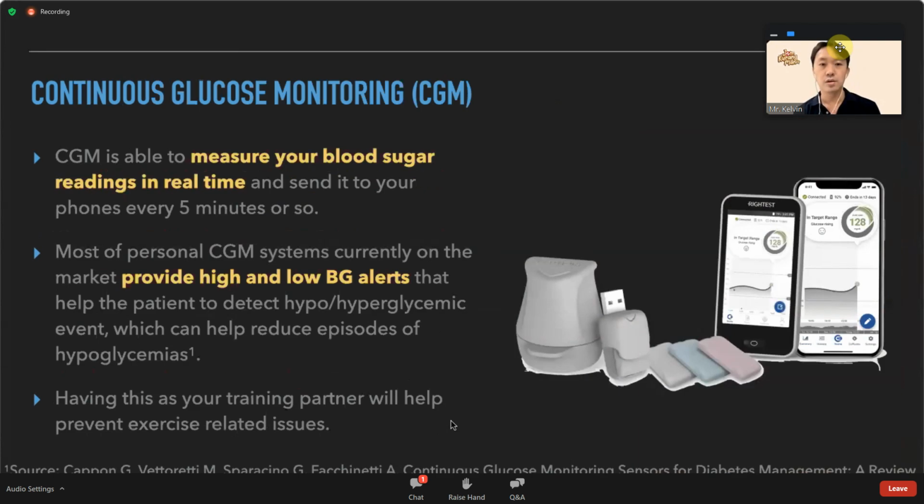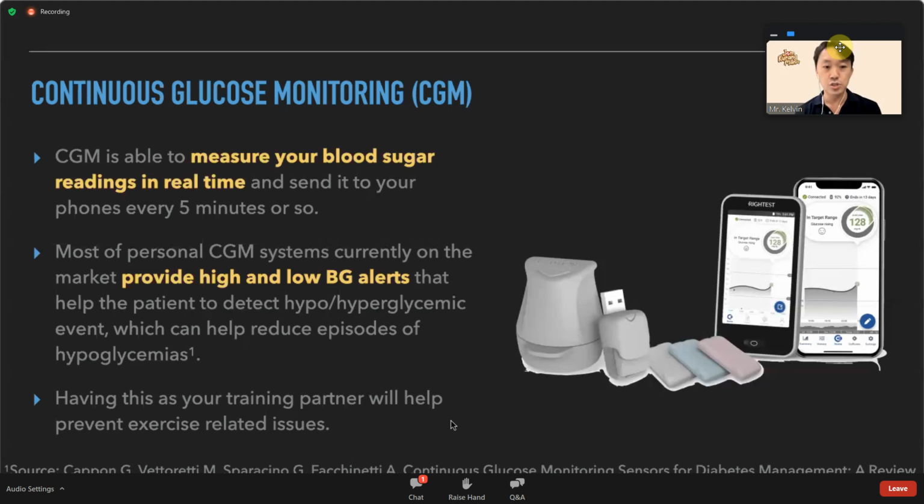Continuous glucose monitoring, or CGM, is able to measure your blood glucose readings in real time, and some of the brands can send it to your phones every 5 minutes or so. So most of the personal CGM systems currently available in the market provide high and low blood glucose alerts that help the patient to detect hypo or hyperglycemic events, which can reduce the episodes of hypoglycemia. Do take note, this is very brand specific and not all brands do this. And having this as your training partner will help prevent exercise-related issues.